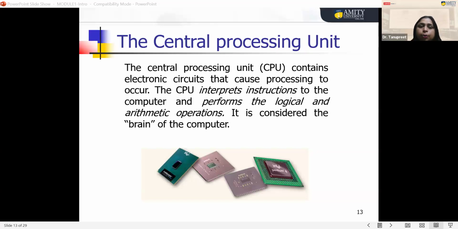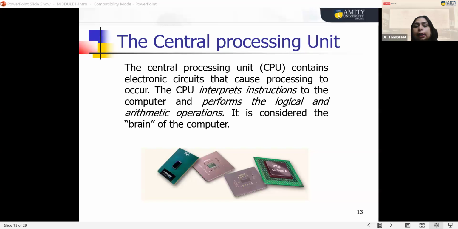Now, if I have to talk to you about the various generations of computers, computers started coming into the market between the 1940s and the 1950s. Earlier, we used to have vacuum tube based computers, which were not portable and were very heavy. The name of the first computer was ENIAC.